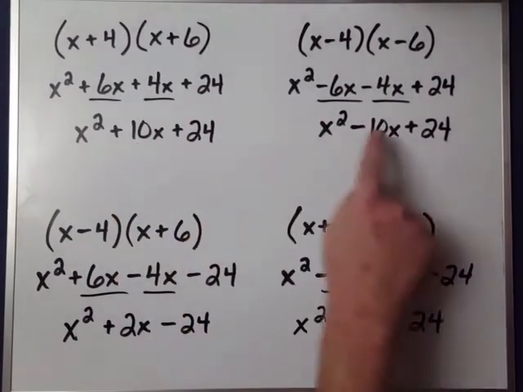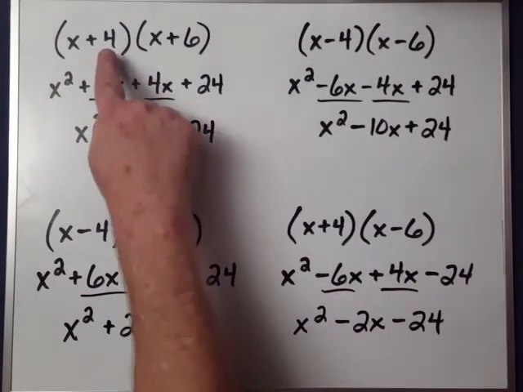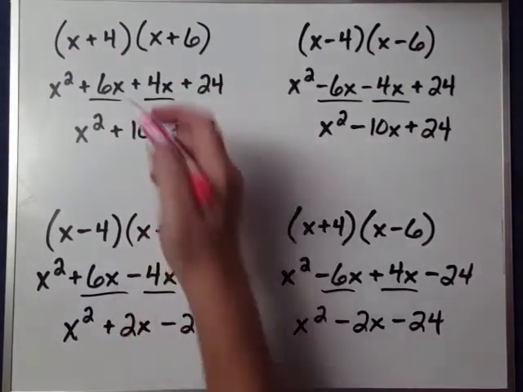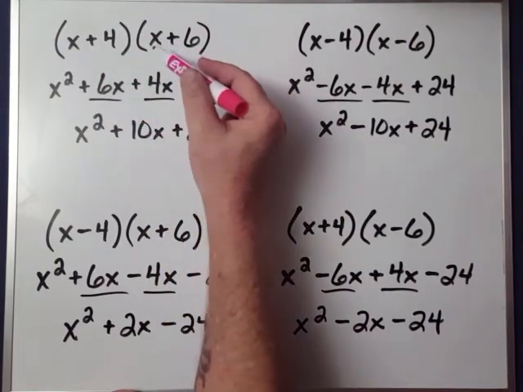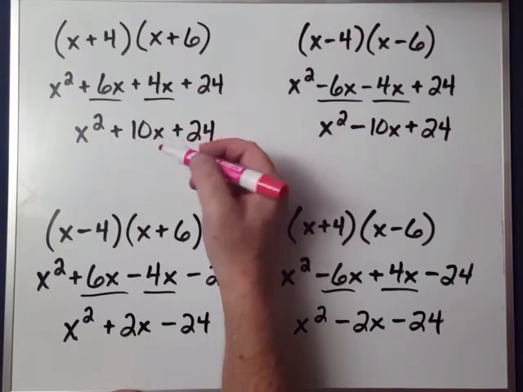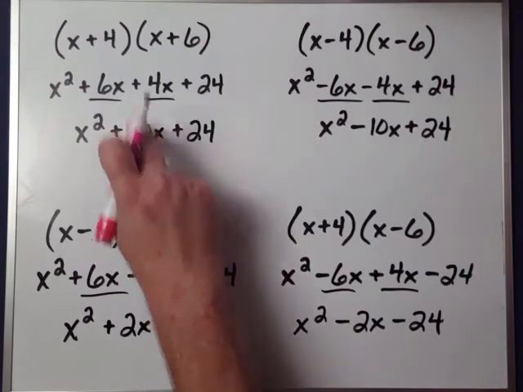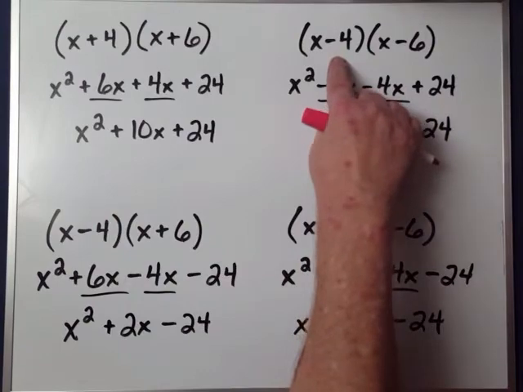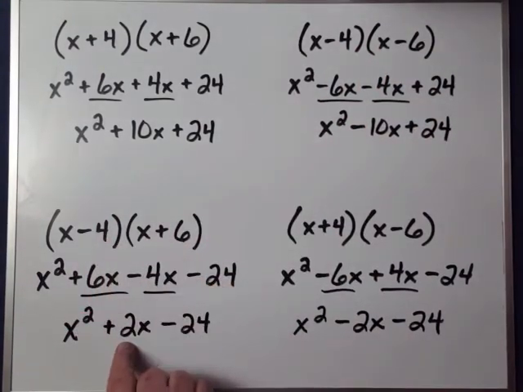Notice that this coefficient on my middle term in all of my trinomials comes from adding those 2 numbers. I mean, look at it. We've got the outside right here. The outside was 6x, the inside is 4x. Combine like terms, we add them together. And so in all cases, the coefficient on that middle term came from adding my 2 numbers together. 4 plus 6 is 10. Minus 4 plus minus 6 is minus 10. Minus 4 plus 6 is 2. 4 plus minus 6 is negative 2.